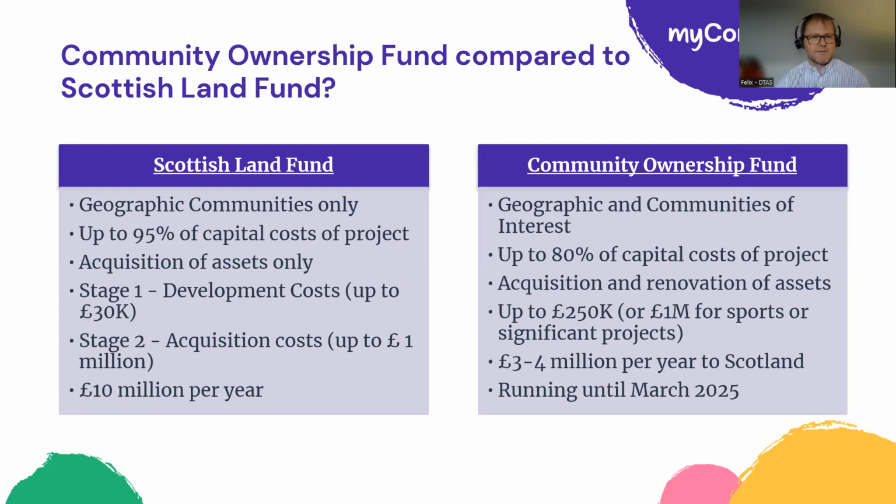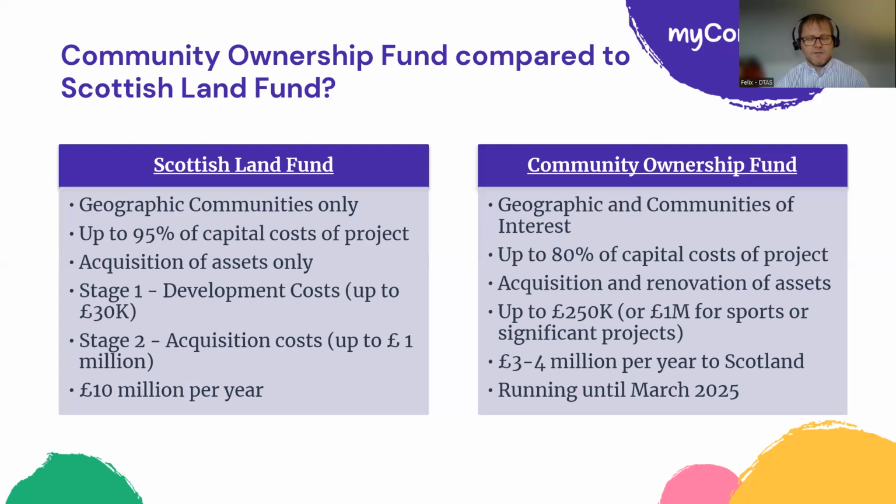The Scottish Land Fund, which is a Scottish Government fund, only funds geographic communities. So what they're looking for is organisations like development trusts and things like that, which are place-based, whereas the Community Ownership Fund will fund what are called communities of interest. So those would be things like sports clubs, arts organisations, heritage organisations, etc. Scottish Land Fund is really about acquiring assets. That's all they'll fund.